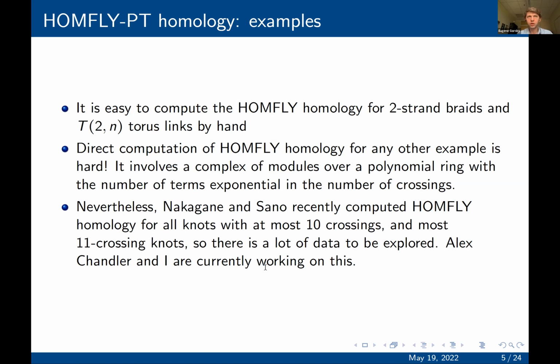Basically, if you give me a knot from a knot table with 10 crossings, there is this output of their program which says this is the knot homology. So there is a lot of data to be explored. And I think one basic goal that Alex and I were thinking about is, okay, we have several hundred knots. How do we understand any structure in their homology? Can we make sense of this data set? And I'll show you some examples.